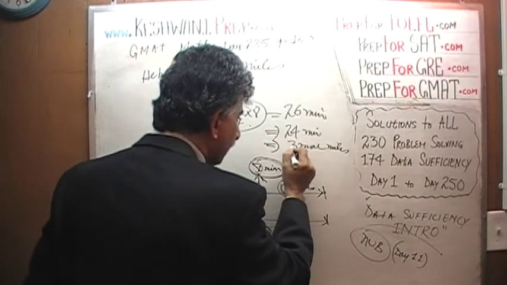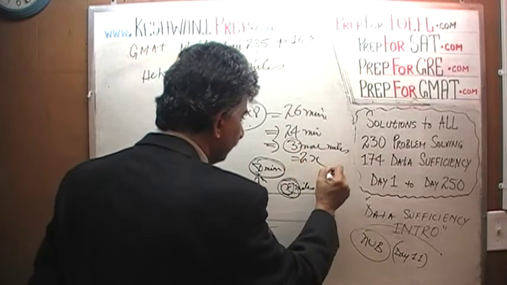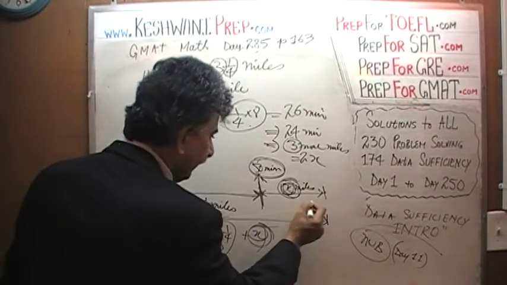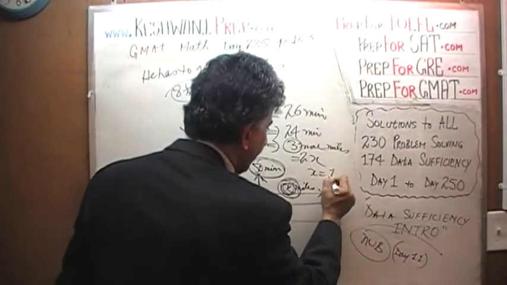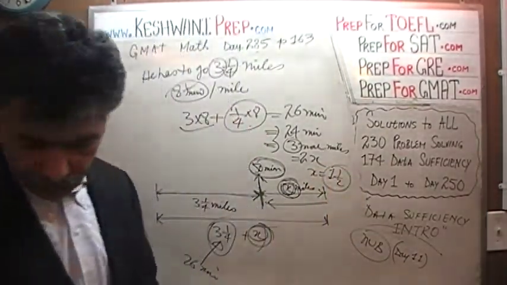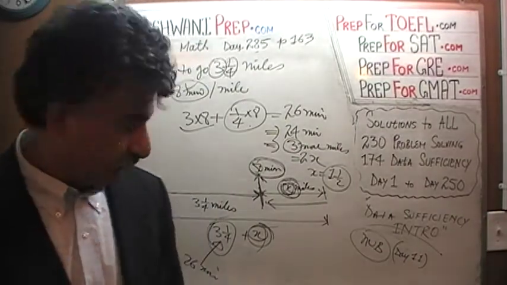And this 3 more miles is your 2x. Right here is the x, and the x on the way back. And therefore, x equals 1½. I'll see you tomorrow, okay? Bye now.